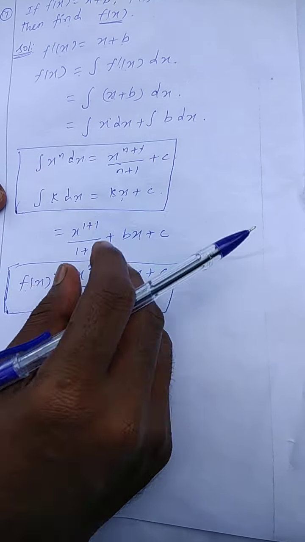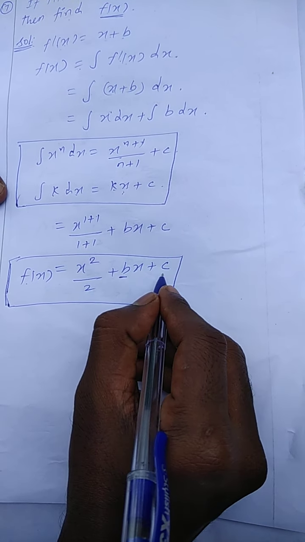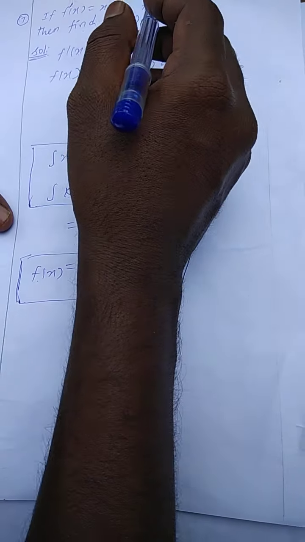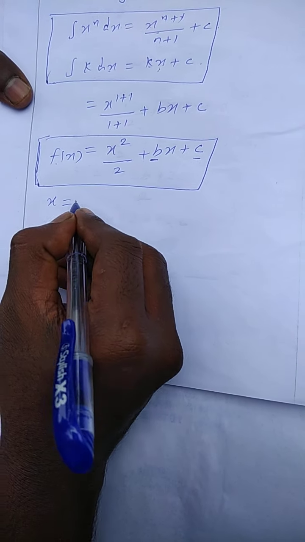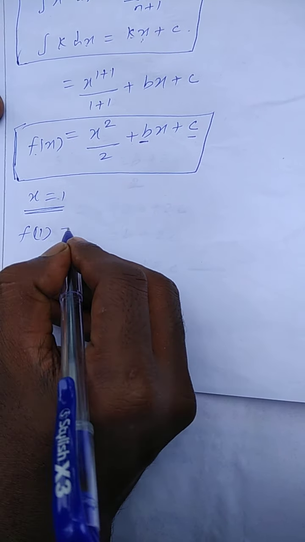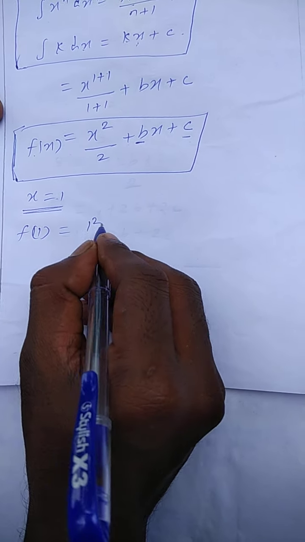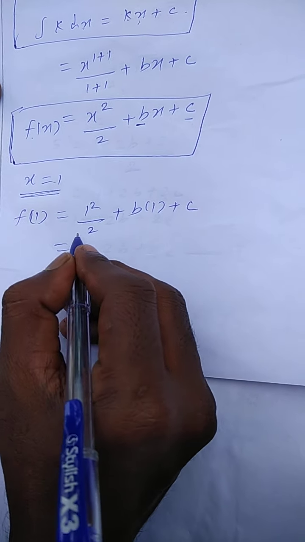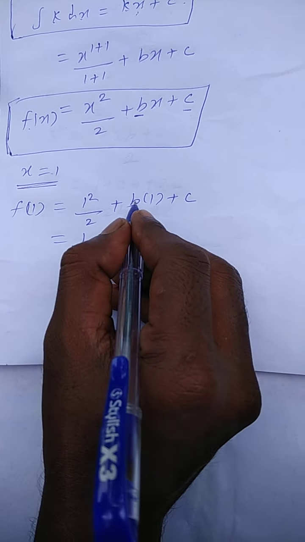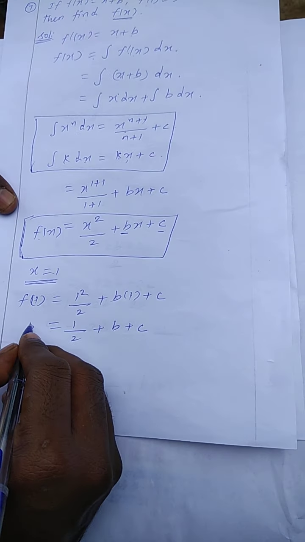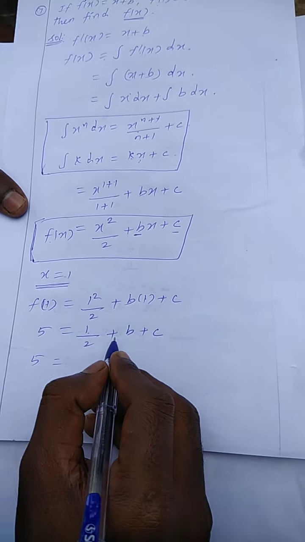We found the f of x, but we need the b value and c value. So now use f of 1 and f of 2. First I take f of 1, x equal to 1. Substitute x equal to 1 in this equation: f of 1 equal to, what is the x value? 1. 1 square by 2 plus b of 1 plus c. So 1 square means 1, 1 by 2 plus b into 1, b, plus c. F of 1 means what? F of 1 value is 5. So 5 equal to 1 by 2 plus b plus c.